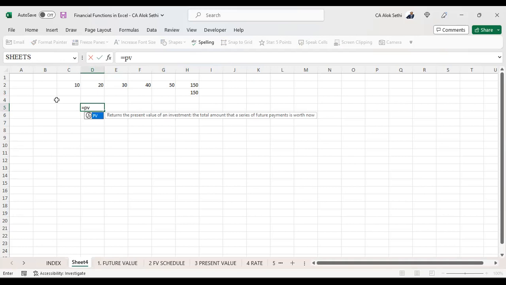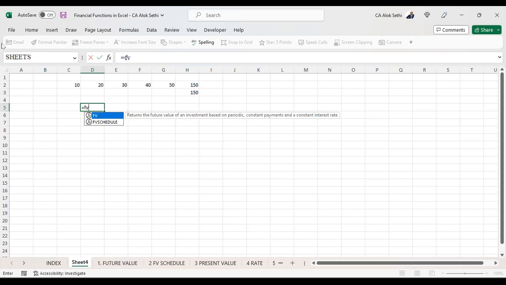So even if you don't know any function or formula in Excel, you can simply put it in with the equals to sign, and that is how you can use that. So PV returns the present value of an investment, the total amount that a series of future payments is worth now. Okay, so it is going to give you the total amount of a future payment that is worth now. That is the present value. If you write down FV, that will become the future value. Okay, so these are some of the functions that we are going to see.